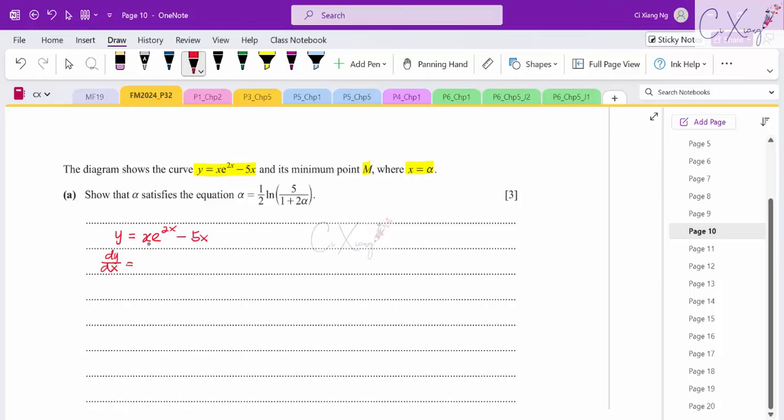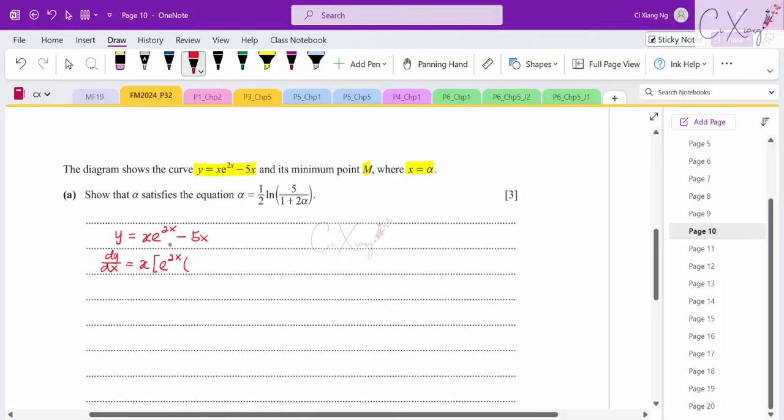I make x the first bracket, e power 2x the second bracket. Now we copy the first bracket, differentiate the second. When you differentiate the second, you have back the e power 2x, multiplied with the differentiation of the power, which gives a 2. Now I differentiate the first bracket, which becomes a 1, and copy the second bracket, which is still e power 2x. After that, negative 5x, if I differentiate it, I will have negative 5. Okay, so simplify my answer.